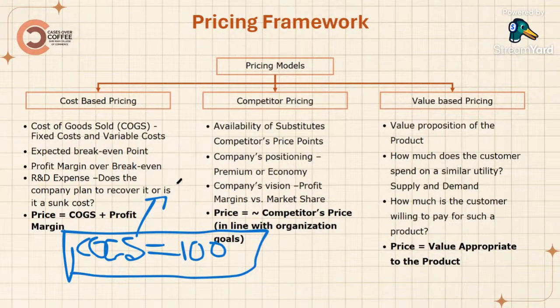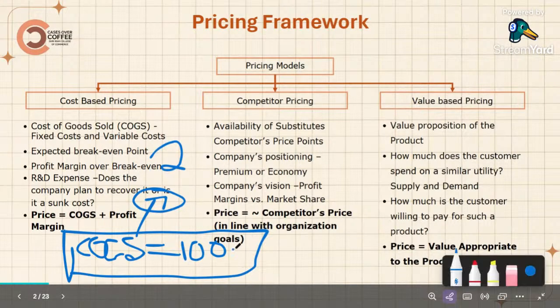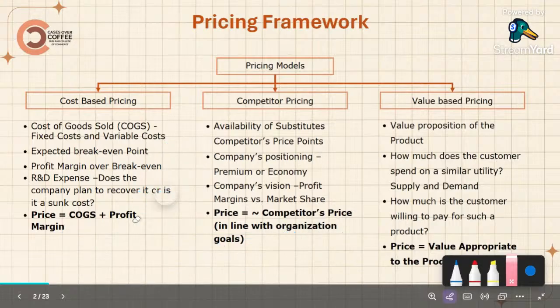So in this case, we can ask the interviewer what is the margin that they are expecting, or what is the margin that they want to have. Now let's say 20%, 30%. Based upon that, you will add that 20%, and then you will let the interviewer know that the price should be 120 or 130 as the case may be. So this is the cost-based pricing.